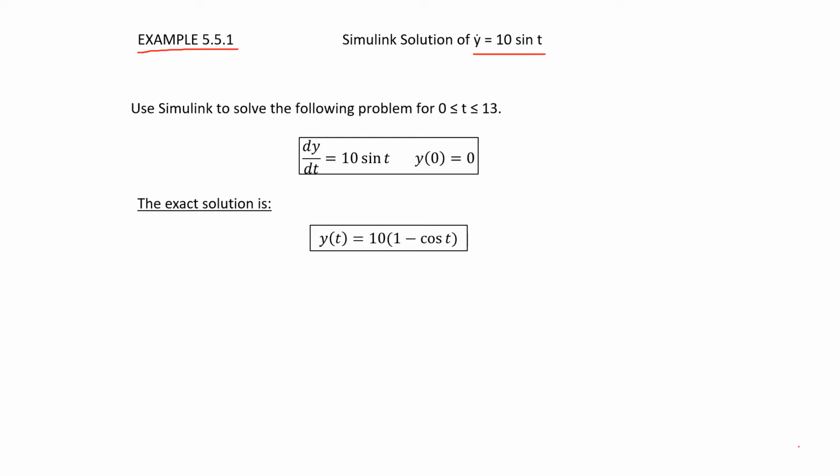We're going to use Simulink to solve the following problem for time from 0 to 13. Our y dot term can be written as dy/dt, the first time derivative of our function y, and this is equal to 10 times the sine of t, where our initial condition is that y of 0 is equal to 0. So when time is equal to 0, this whole function goes to 0. Our exact solution is y of t equals 10 times (1 minus the cosine of t).